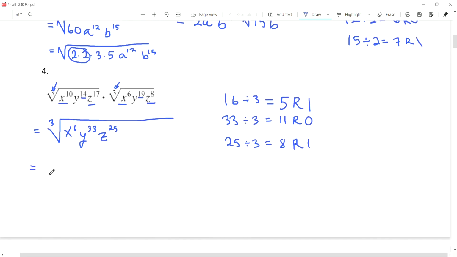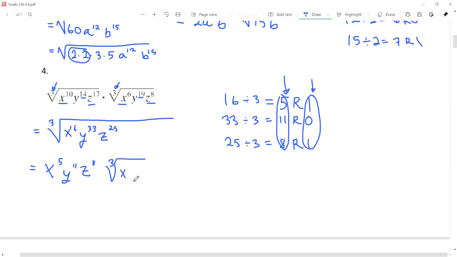So let's write our answer out. This is going to be the exponents on the outside. So let's write it as x to the 5th, y to the 11th, z to the 8th, times the cube root of, now these are the exponents on the inside. So we have an x to the 1st, or just x. There's no y's, and a z to the 1st. So this is our solution, x to the 5th, y to the 11th, z to the 8th, times the cube root of xz.